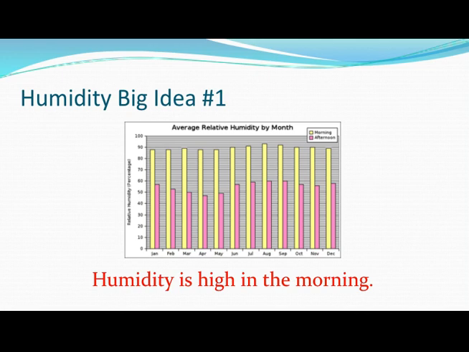That's why we see things like dew on the grass. That's why it'll sometimes be really foggy in the morning, but it'll clear up as the day goes on, because humidity is usually highest in the morning. Big idea number 1.